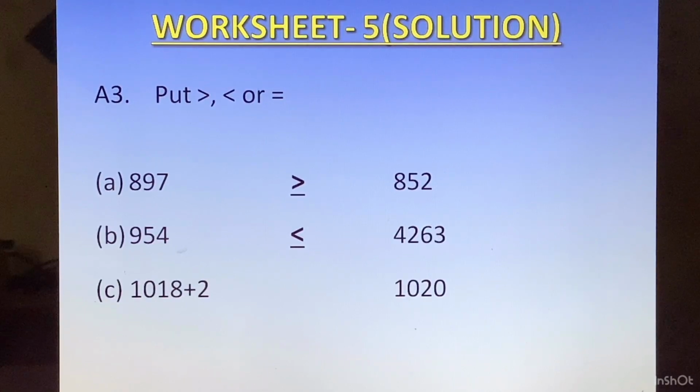C part: 1018 plus 2 and 1020. 1018 plus 2 is 1020. Both are equal.